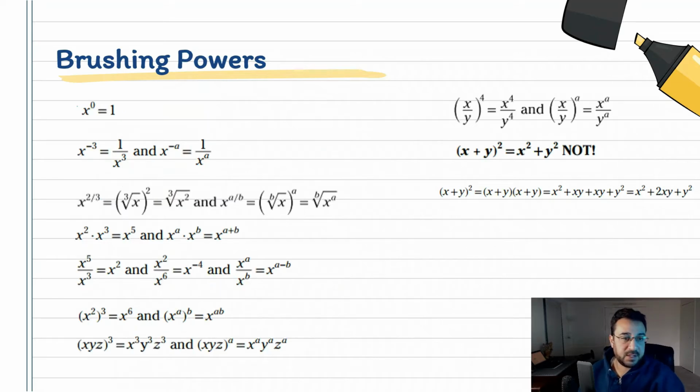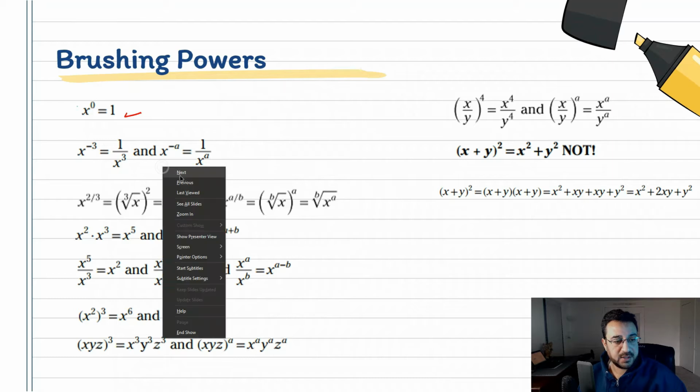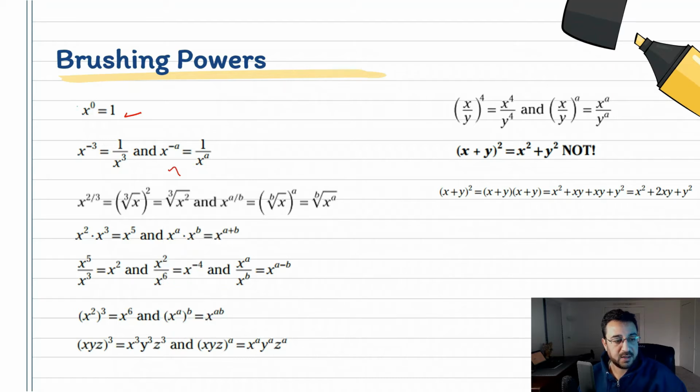Now if we want to visit the powers, so x to the power of 0 equals 1. x to the power of minus 3, that can be represented as 1 over x to the power of 3. If you want the equation, here it is. x to the power of minus a equals 1 over x to the power of a.